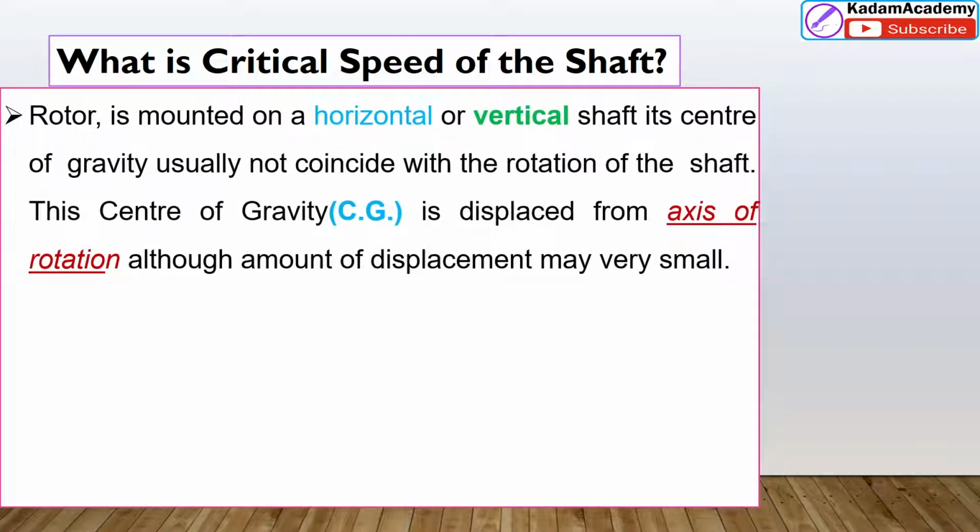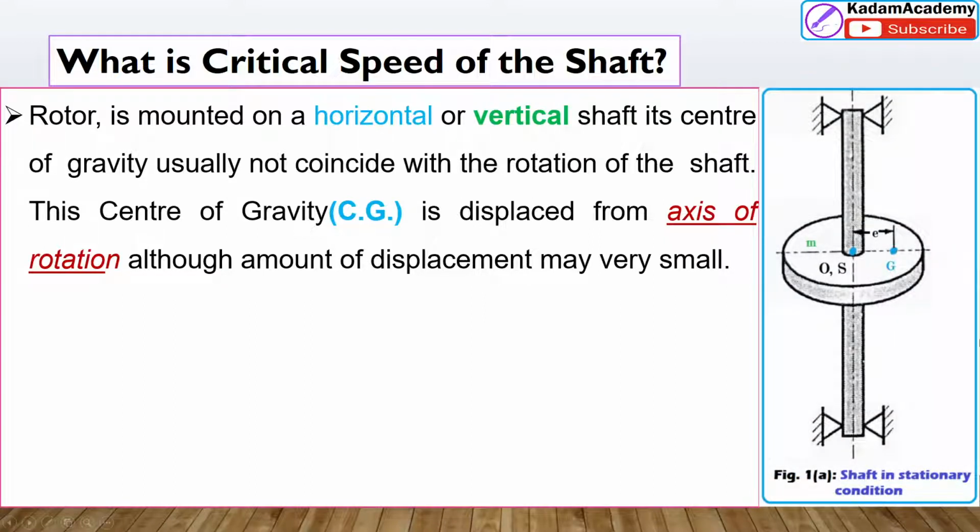Any rotor is mounted on a shaft. Its center of gravity usually does not coincide with the axis of rotation of the shaft. This center of gravity is normally displaced from the axis of rotation. You can watch this in the rotor layout. I will show it with the pointer.